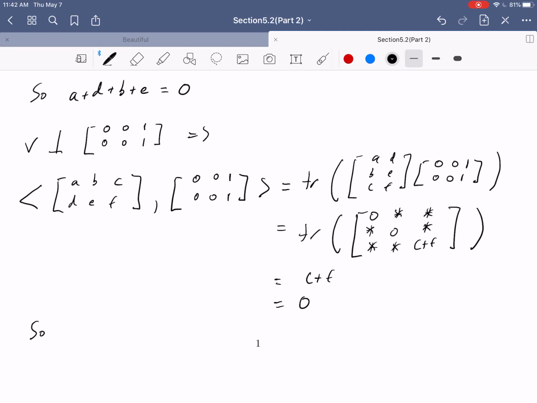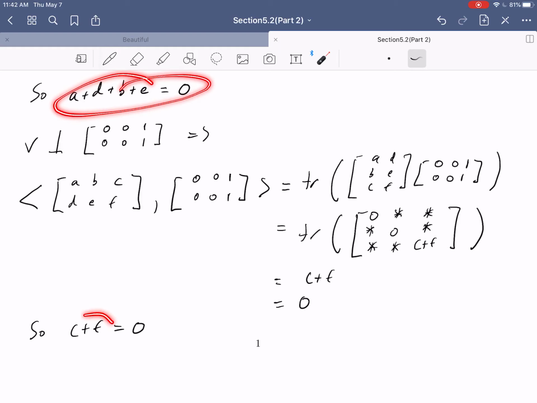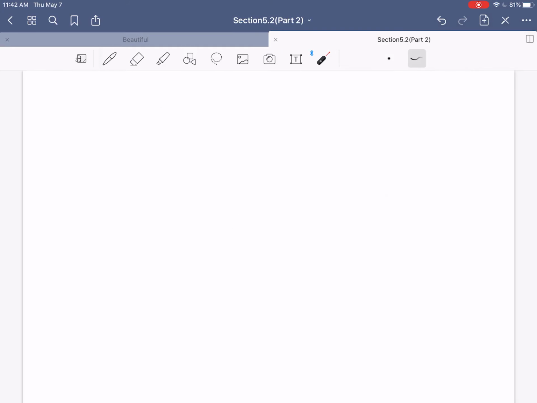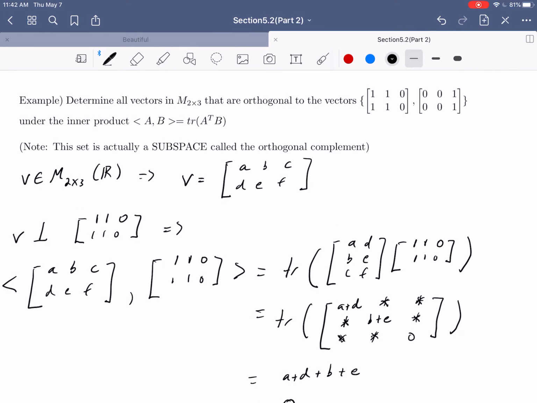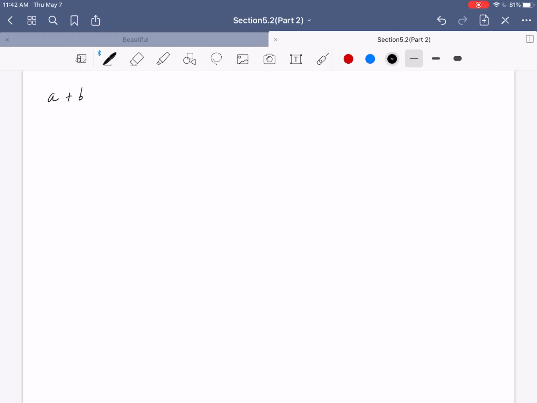So we also know C plus F needs to be 0. So, in other words, what we basically know is that A plus D plus B plus E must be equal to 0, and C plus F must be equal to 0. Let's go ahead and rewrite that on our next page to summarize what we found so far. So what we've basically found is that A plus B plus D plus E must equal 0, in alphabetical order, and C plus F must be equal to 0.